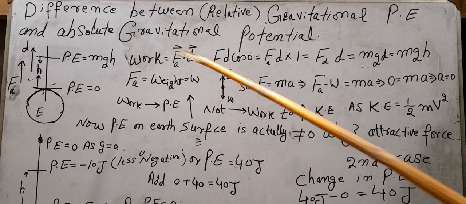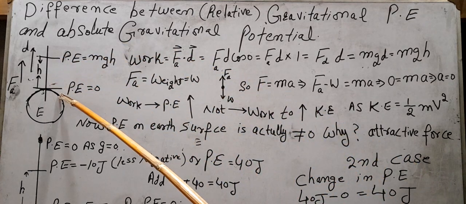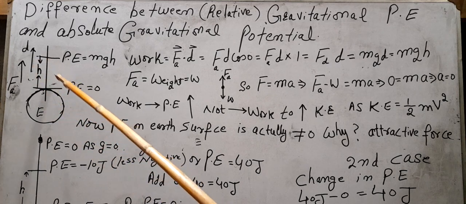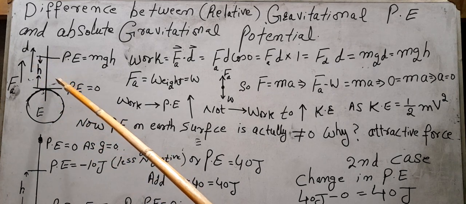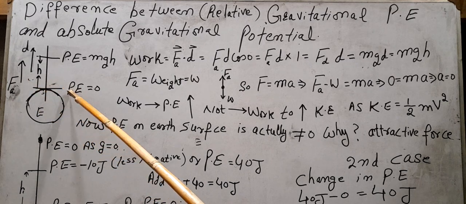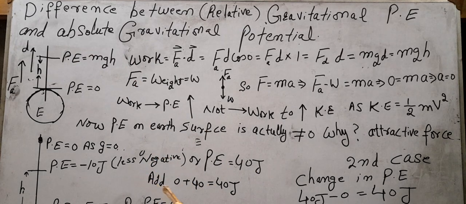But when a body is lying on the surface of the earth, the force of the earth is still acting on the body. The body is still under the influence of the earth, or the force of gravity is not zero. Therefore, how can we say that the potential energy is zero? Actually, it is wrong.